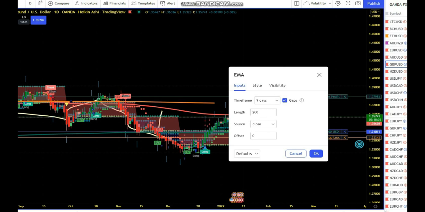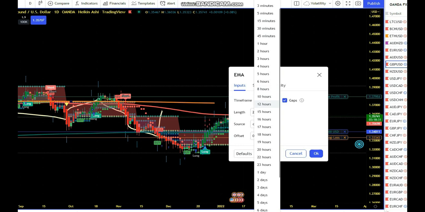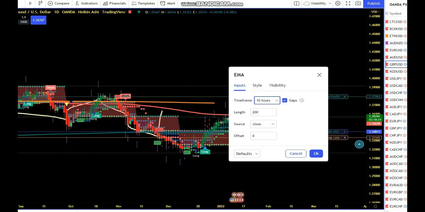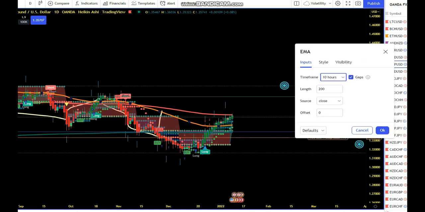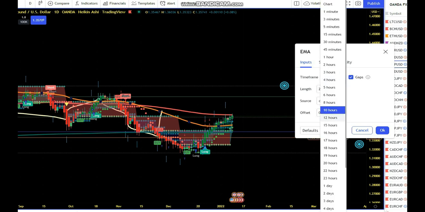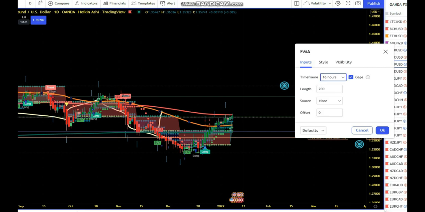So if you use EMA, you can also, well, let's say what will happen if I use the last 10 hours. And we see here the orange moves. The prices are moving below the 200 moving average, but over the 200 moving average of the last 10 hours. How about 16 hours? The price has broken also 16 hours.